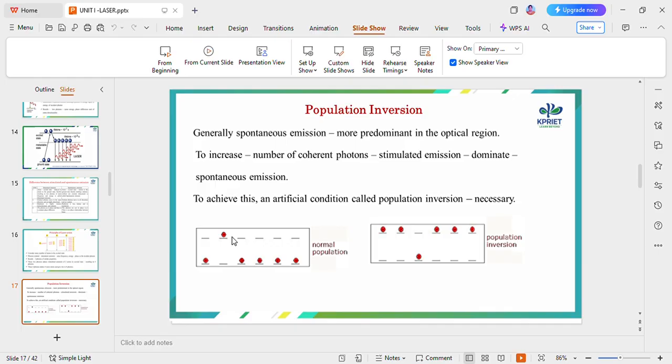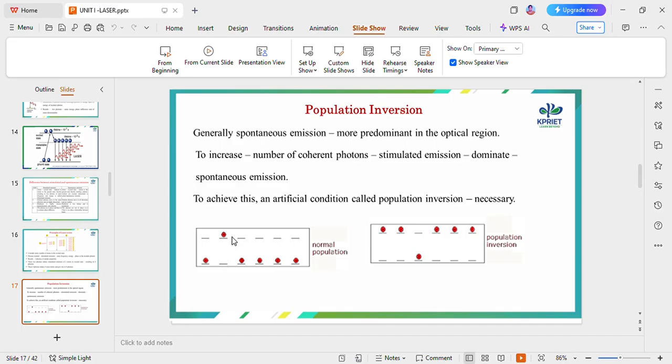Now we will see what population inversion is. Generally, spontaneous emission is more predominant in the optical region. For laser action to occur, we have to increase the number of coherent photons. To increase the number of photons, the stimulated emission process should dominate over the spontaneous emission process. To achieve this, an artificial condition called population inversion is necessary. The first one is the normal population, where the number of atoms in the ground state is more than the number of atoms in the excited state. We have to invert this population to achieve lasing action. That artificial condition is called population inversion.